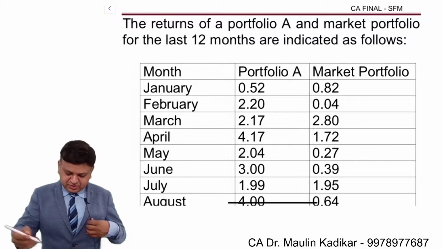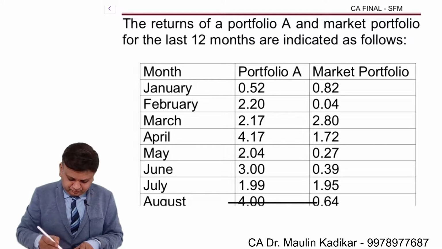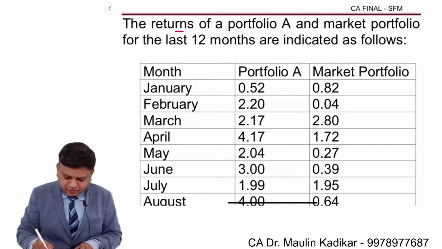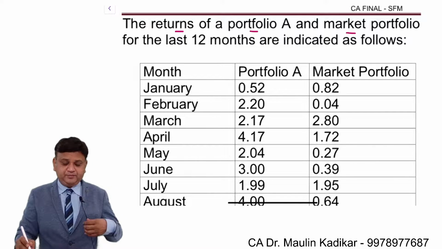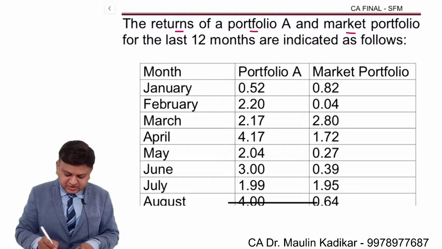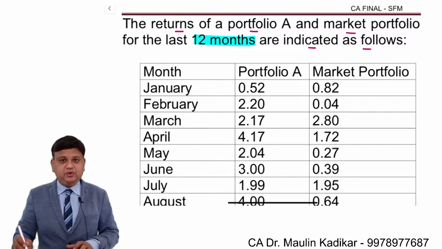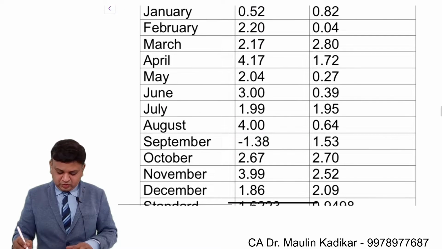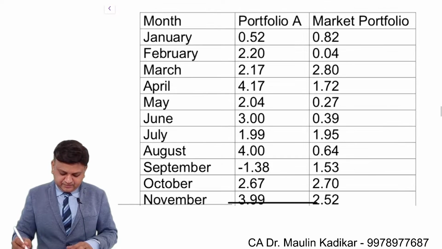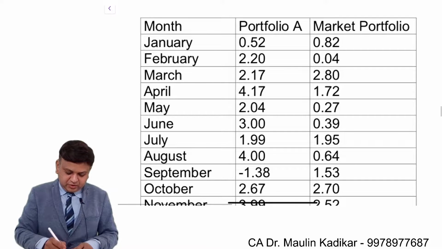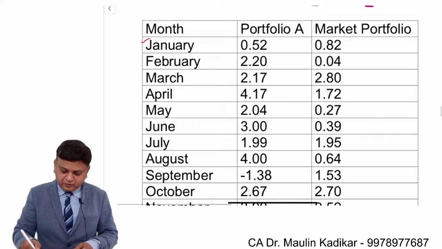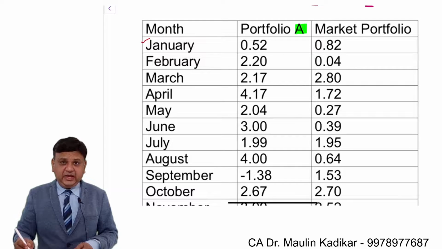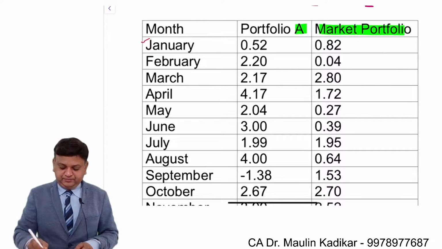Let us start with the next question. The returns of portfolio A and market portfolio for the last 12 months are indicated as follows. So we have been provided with the information about the return from January to December for portfolio A and of the market portfolio.